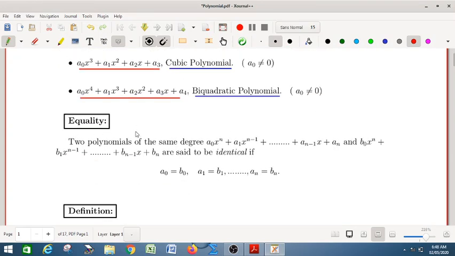Now we say what is the equality of two polynomials. Two polynomials of the same degree are said to be identical. Look at that. This is the expression of a polynomial of degree n, and this is another expression for a polynomial of degree n. Here we are using a and here we are using b. They are identical if a0 is equal to b0, that is equating the coefficients of like powers, x to the power n, x to the power n minus 1, and so on. So equating, we get a0 equal to b0, a1 equal to b1, and an equal to bn. This way we can define the equality of two polynomials.